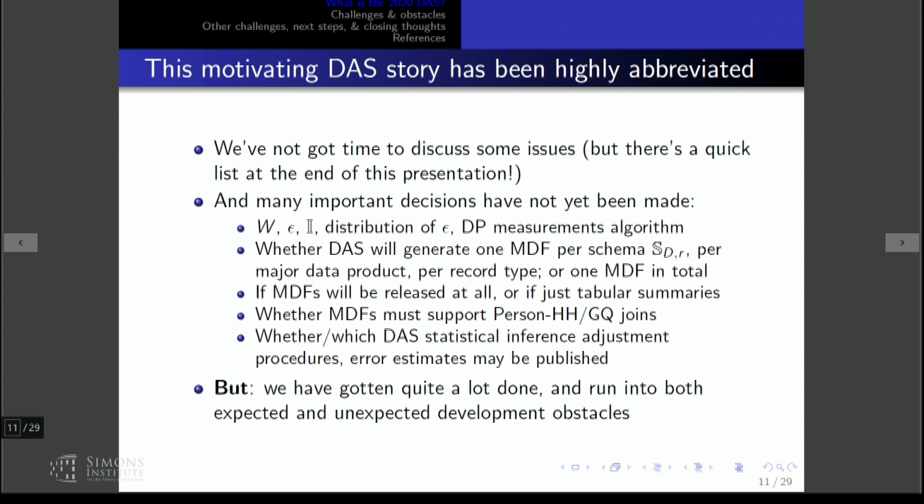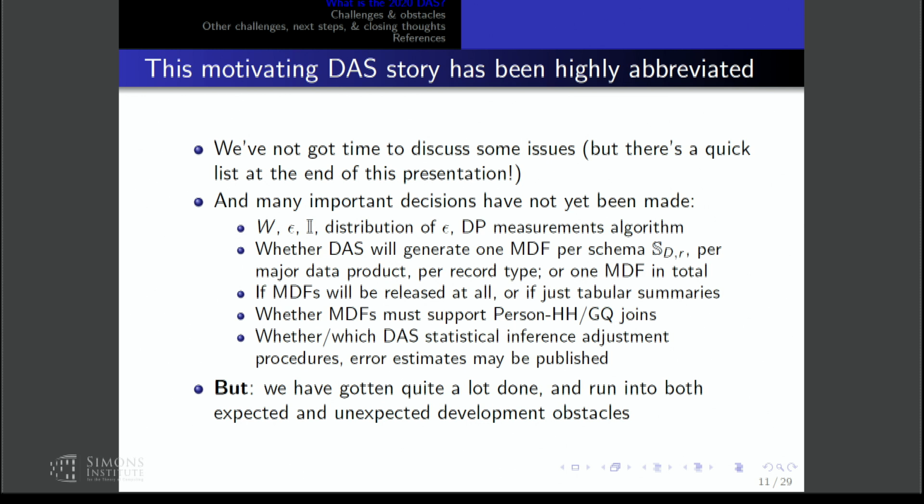Okay, so as I've hurriedly said a few times, this is a very abbreviated description of how the DAS works. A longer talk specifically about the DAS would focus more on it. I now want to transition to what I was asked to talk about, which is the practical obstacles that we've encountered in working with and developing the DAS.